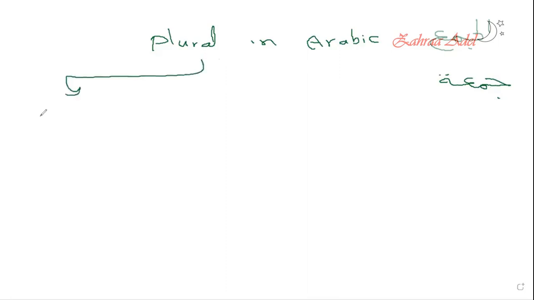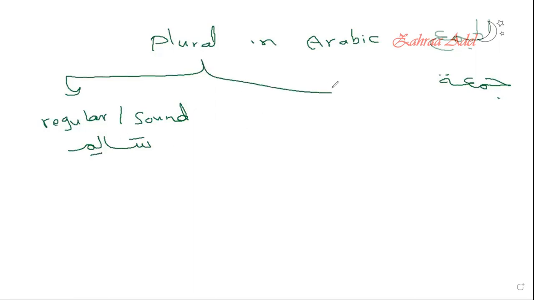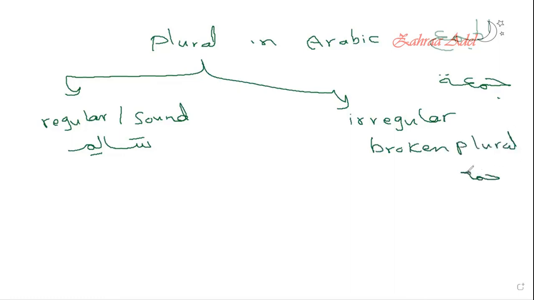We have regular, or what we call sound plural. In Arabic we call it al-jam'u salim. And we have irregular, we call it the broken plural, jam'u at-taksir. Jam'u at-taksir, the broken plural. We will talk about the broken plural later.